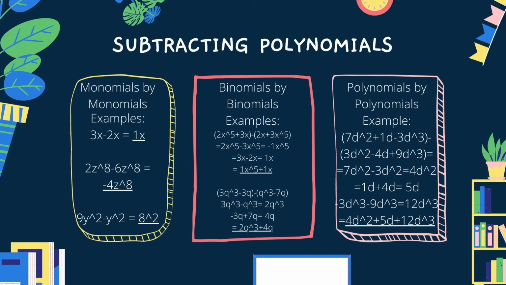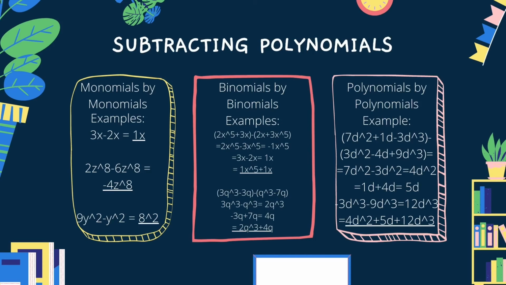Then binomials by binomials. Example number 1. 2x raised to the power of 5 plus 3x minus 2x plus 3x raised to the power of 5. We look for the like terms, which are 2x raised to the power of 5 minus 3x raised to the power of 5. That is negative 1x raised to the power of 5. And then 3x minus 2x. It's 1x. So the final answer is negative 1x raised to the power of 5 plus 1x.